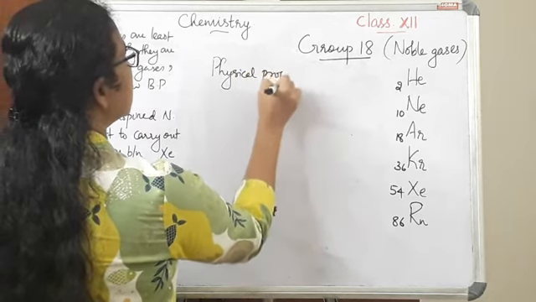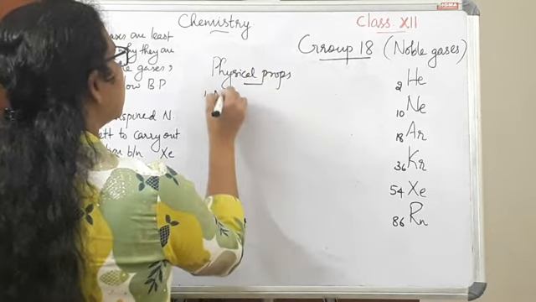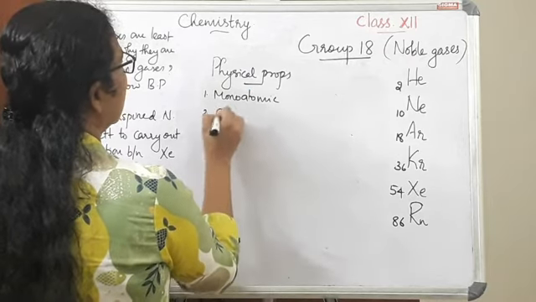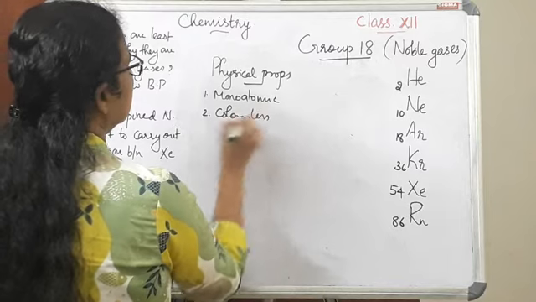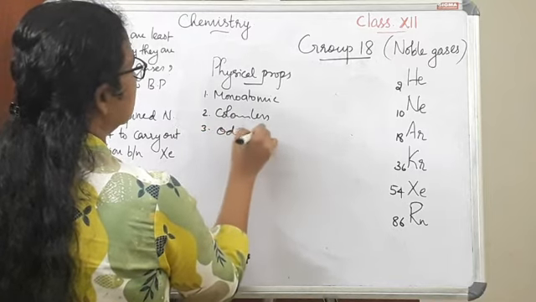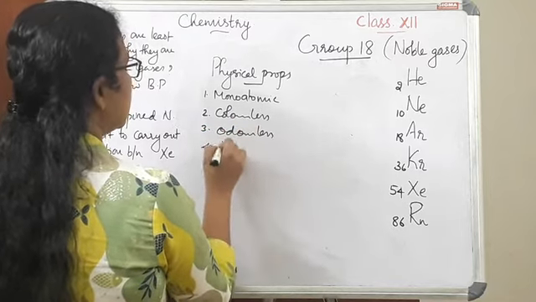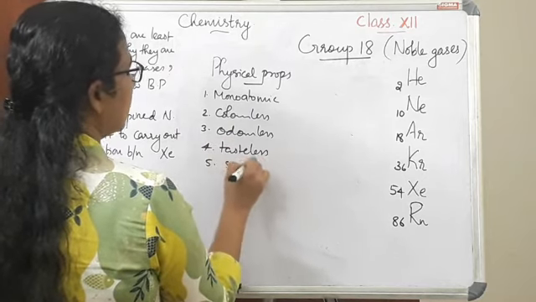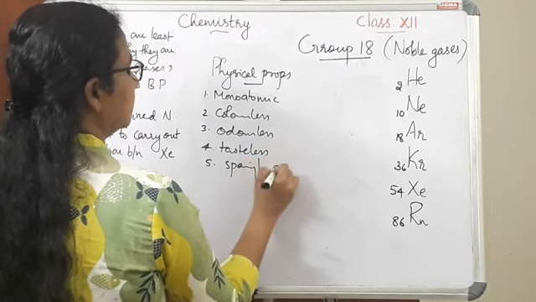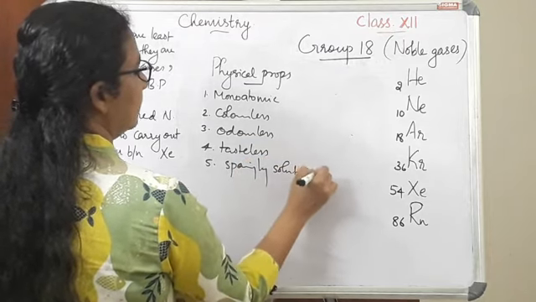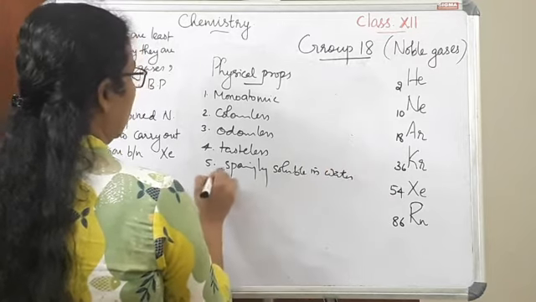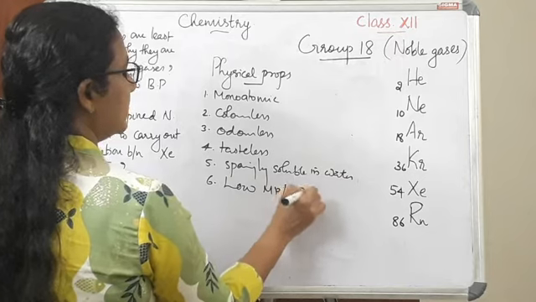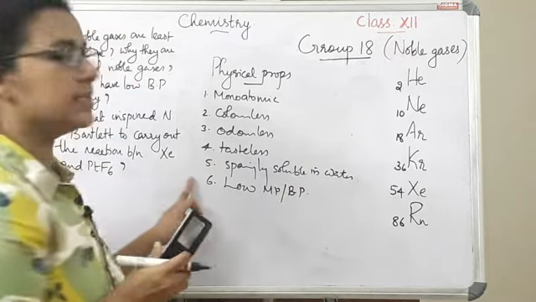Physical properties. First point is it is monoatomic in nature. Then colorless, odorless, tasteless. Then it is sparingly soluble in water. Then it is having low melting point and a boiling point. So these are the important physical properties of noble gases.